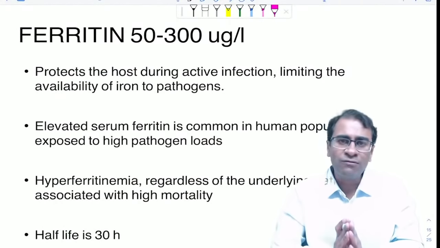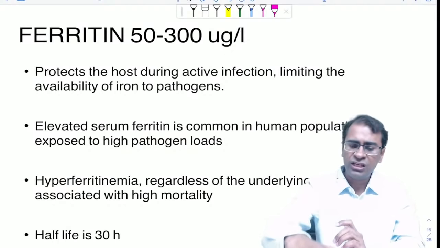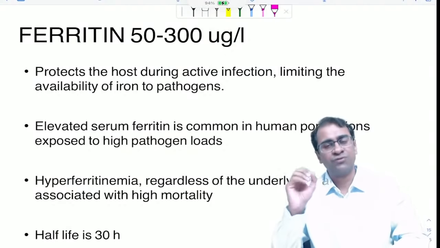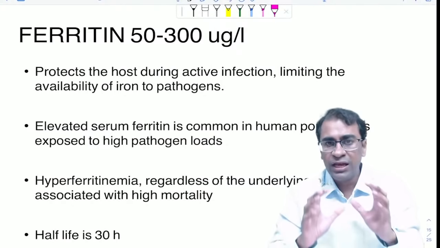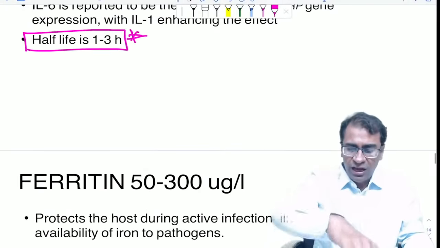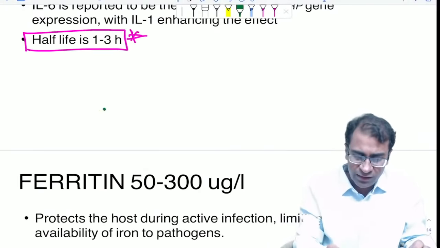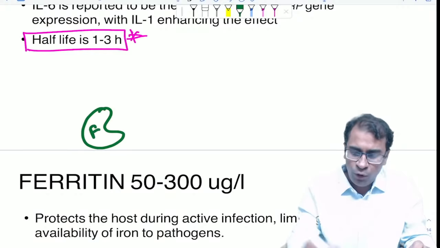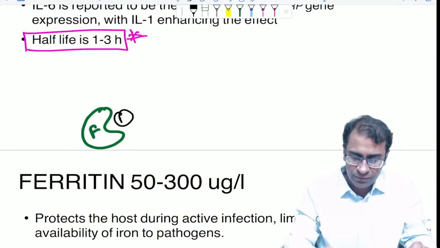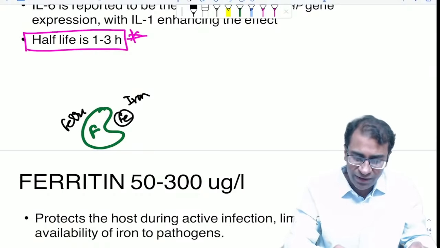Ferritin. Now, one of the markers which was initially used to a huge extent was ferritin. Let me tell you why ferritin was used. Ferritin is just a protein. Please understand, this is a ferritin. Let's assume this is a ferritin molecule. The ferritin molecule will basically bind the iron. So iron binds to ferritin.